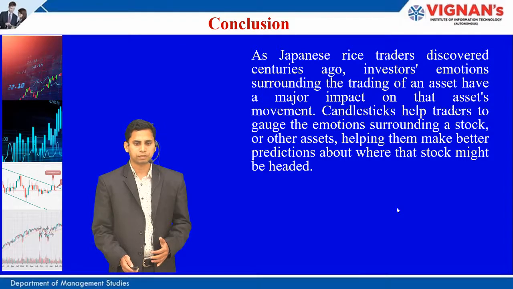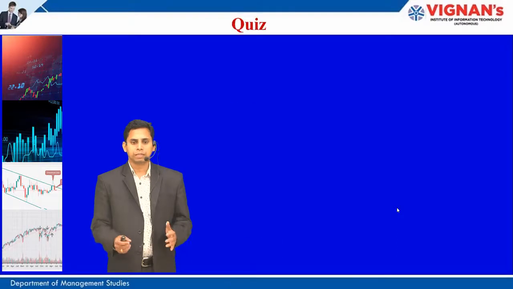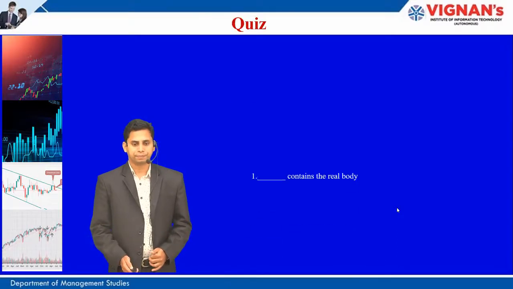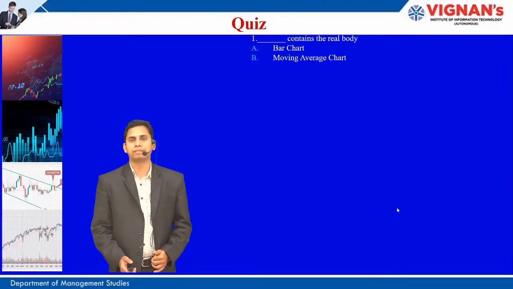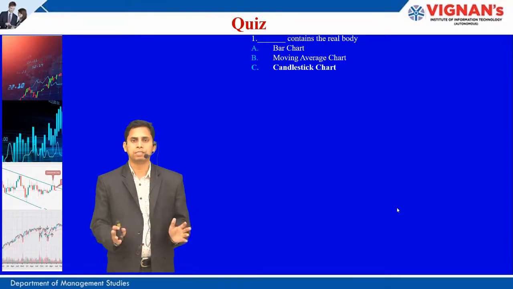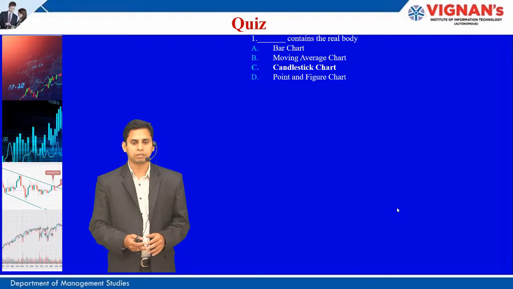Now let's see a small quiz on today's topic. The dash contains the real body: bar chart, moving average chart, candlestick chart, or point and figure chart. The bar chart never gives you the body formation. A moving average chart also doesn't give you that. Point and figure gives you only another type of formation, whereas the candlestick chart alone gives the real body.